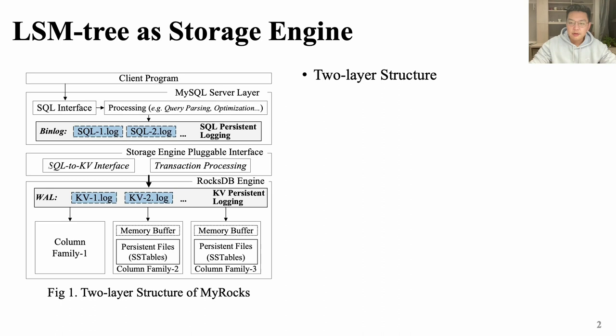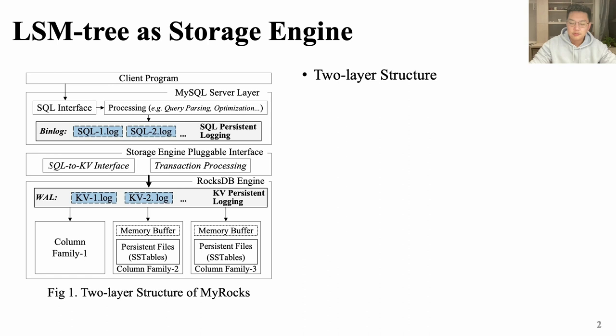Although such an LSM-tree-based storage engine significantly outperforms the B-tree in terms of both performance and space usage, it brings a new critical issue, which can incur heavy and unnecessary performance overhead. Take MyRocks as an example. Specifically, integrating an LSM-tree-based storage engine in the RDB essentially creates a two-layer structure.